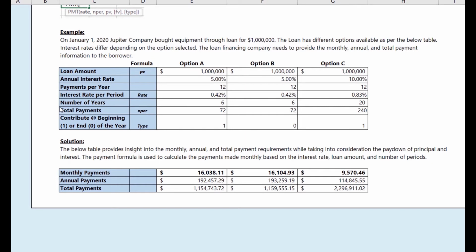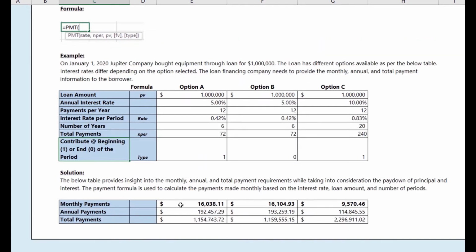So we essentially start by calculating the monthly payment, and then we extrapolate that over a yearly time frame and then also the life of the loan by just multiplying it by the number of months and the number of years of the loan. As you can see in column E, in cell E42, we start by calculating the monthly payments under option A. So let's open up cell E42 and let's take a look at how the formula is calculating the payment. We start with equals PMT, open parentheses, and then we start by putting in the rate. The rate in this example is 0.42%, which is the interest rate for the payment period.